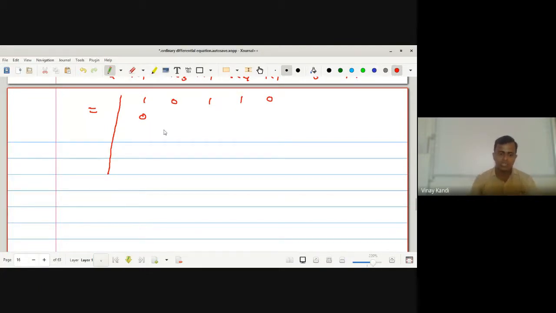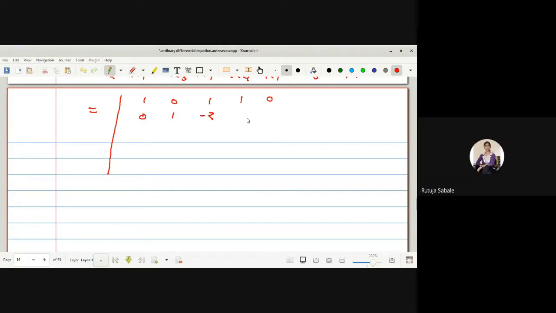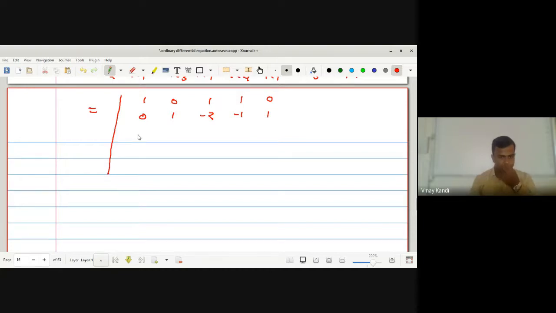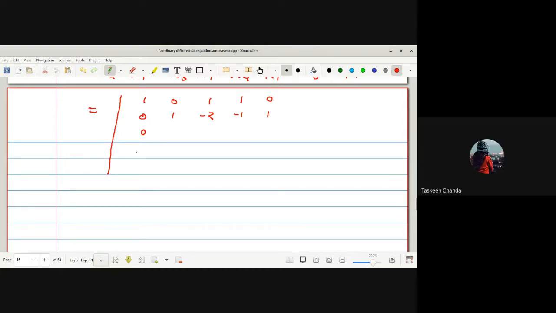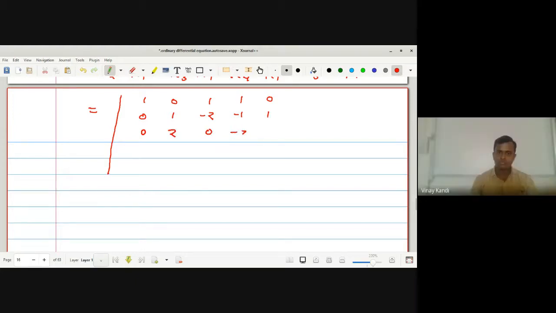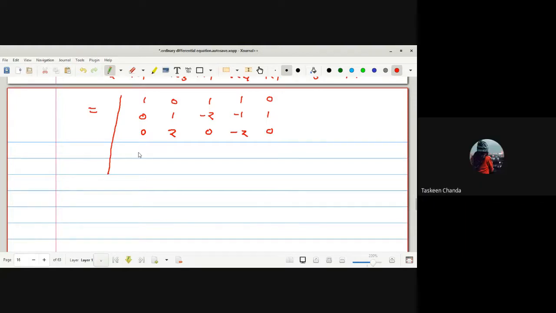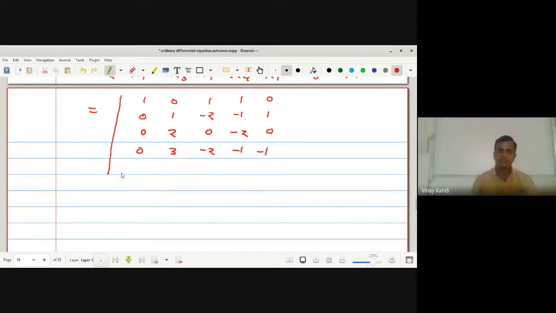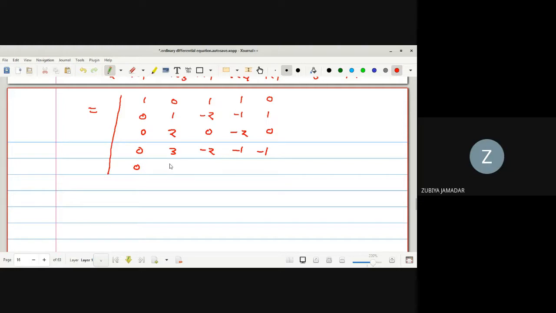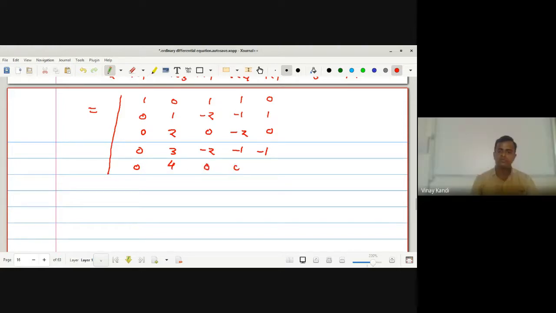Okay, now tell me the second row: 0 1 -2, -2 1 -1 1 1. Now tell me the third row: 0 0 2 0 2 0 2 -2 0 0. Third row: 0 3 -2 -1 -1. Very good. And the fourth row: 0 4 0 0 4 0 0.